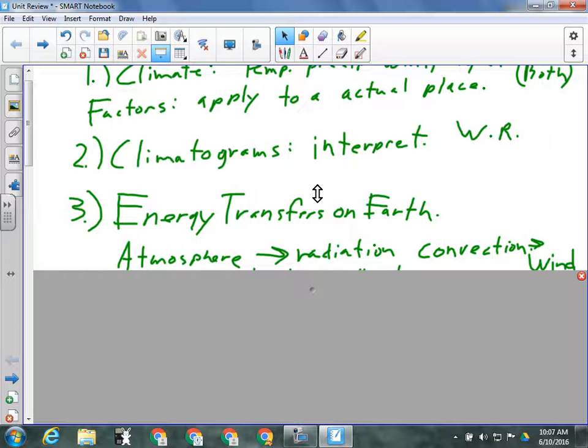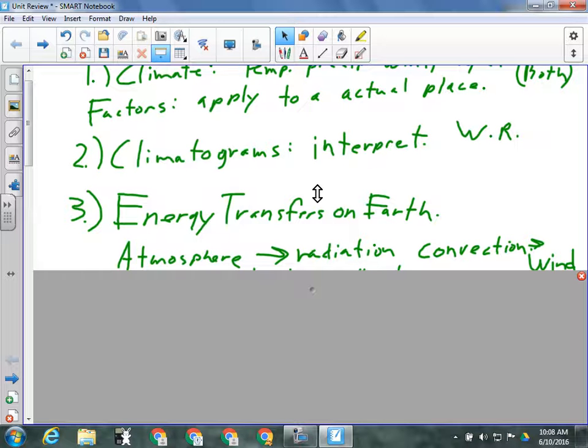Which one is most important for transferring energy from place to place on Earth? Convection is the most important mechanism. Which part of the Earth is most important? Atmosphere. It's the most fluid. It touches everything. So we've got the atmosphere being the most important part, the most important mechanism being convection.